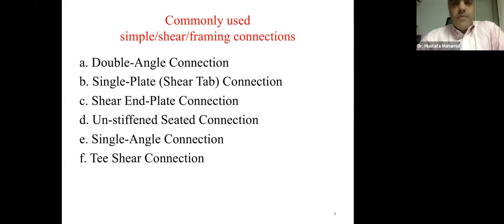The most commonly used types of connections are, of course, the shear connections. And among the shear connections, the most commonly used ones are the double angle connection and the single plate connection, also known as the shear tab connection, shear end plate connection, stiffened connection, single angle connection, and T-shear connection. We'll be talking about these, and also about moment connections and the design of moment connections, which is covered under the same limit states that we will discuss.